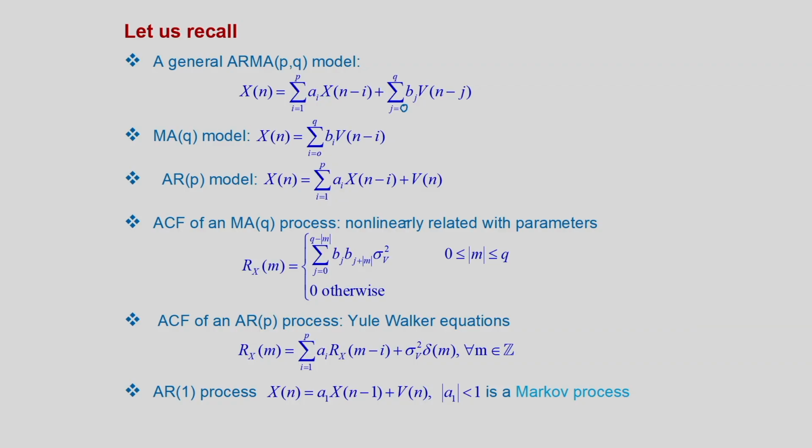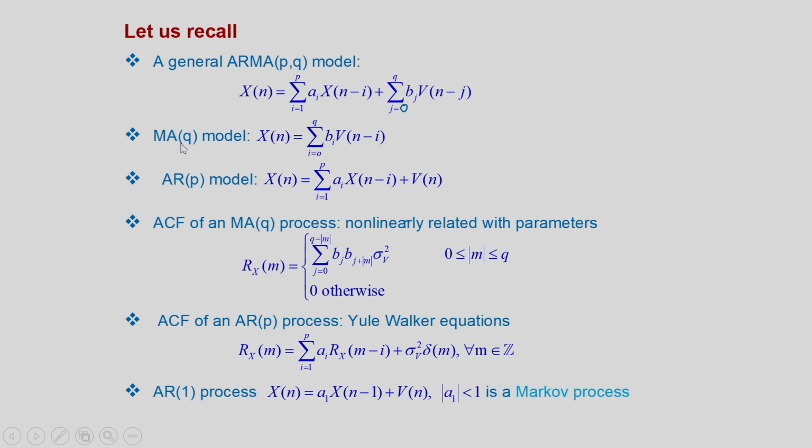Let us recall a general ARMA(p,q) model is given by x[n] is equal to summation a_i x[n minus i], i going from 1 to p, plus summation b_j v[n minus j], j going from 0 to q. This is the ARMA(p,q) model.